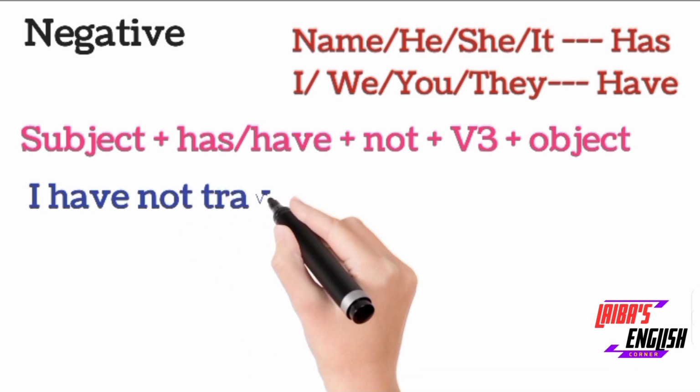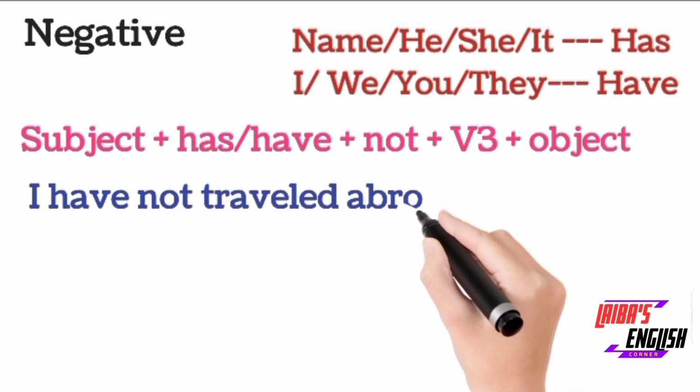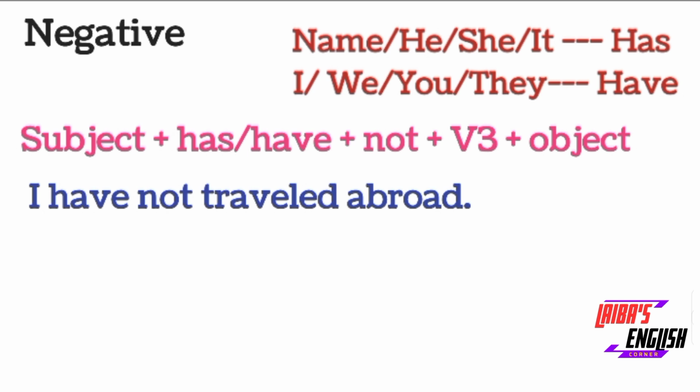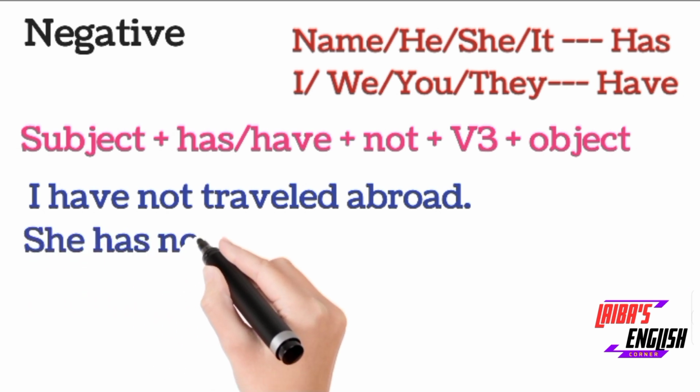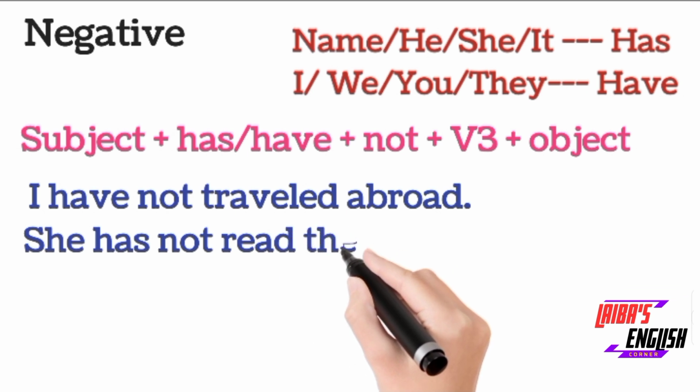So the example is, I have not traveled abroad. So here we are using I have. According to the rule, we are putting have with I, and after the helping verb, we are putting not, and travel's third form is traveled. So I have not traveled abroad is the proper sentence.